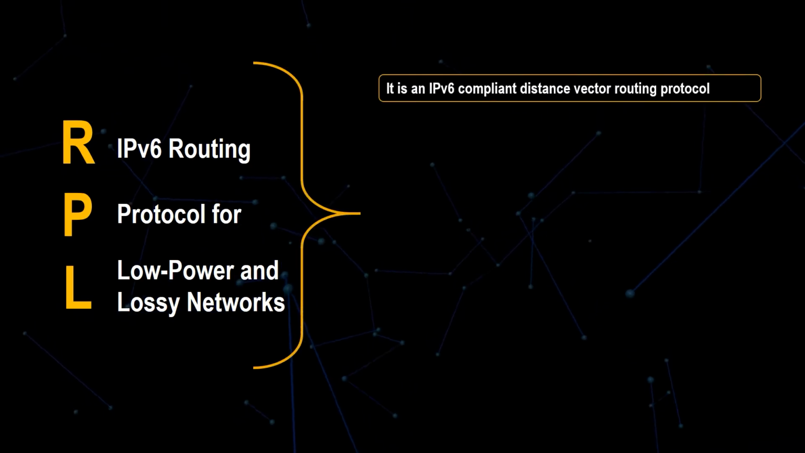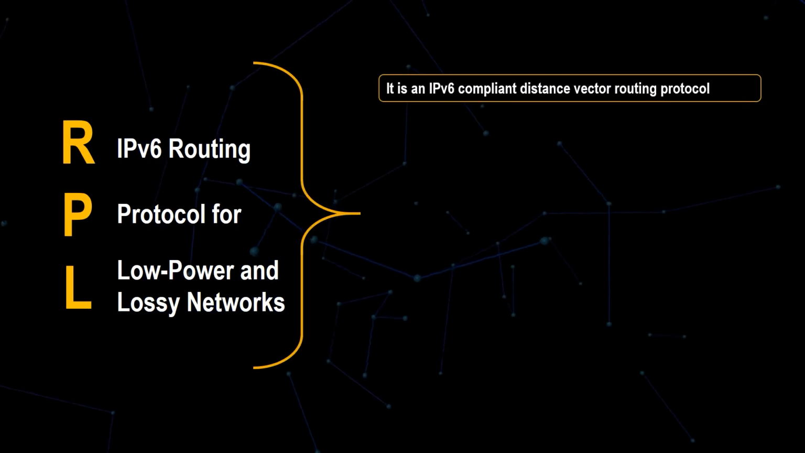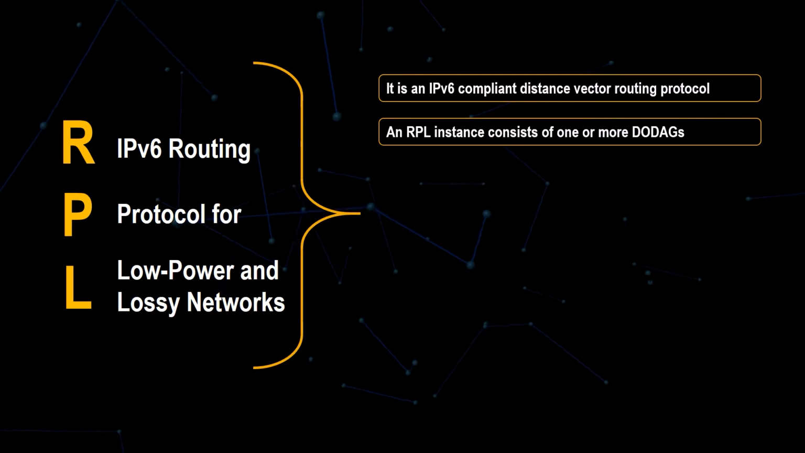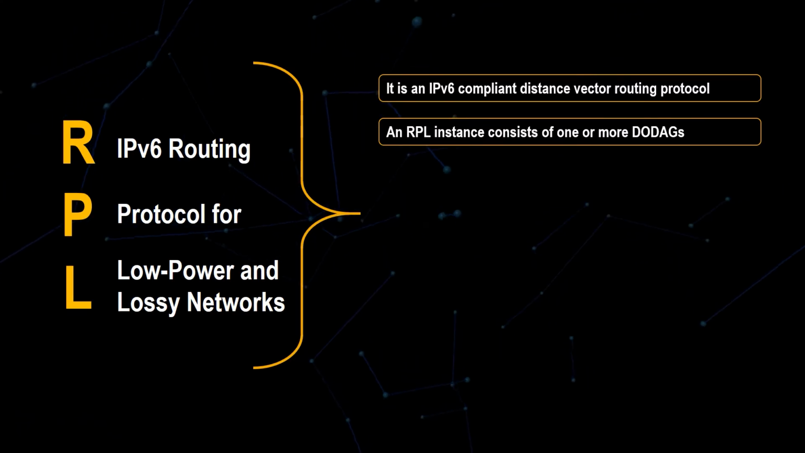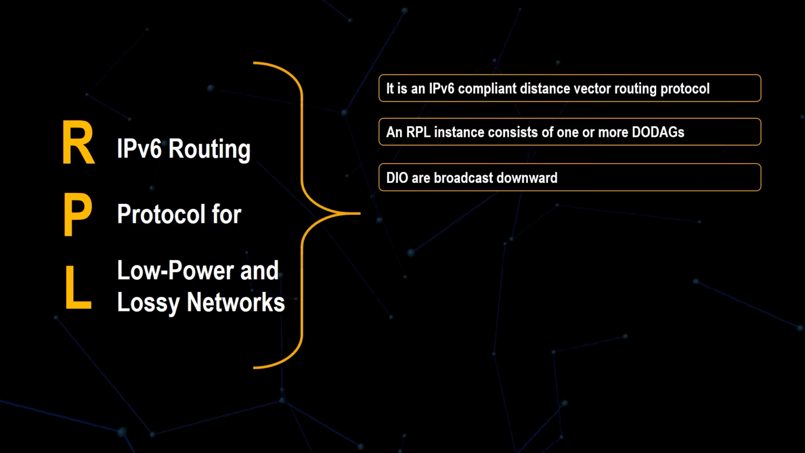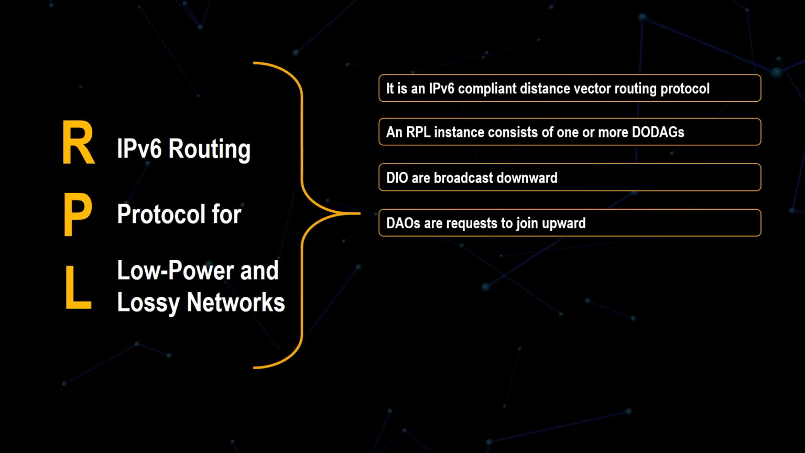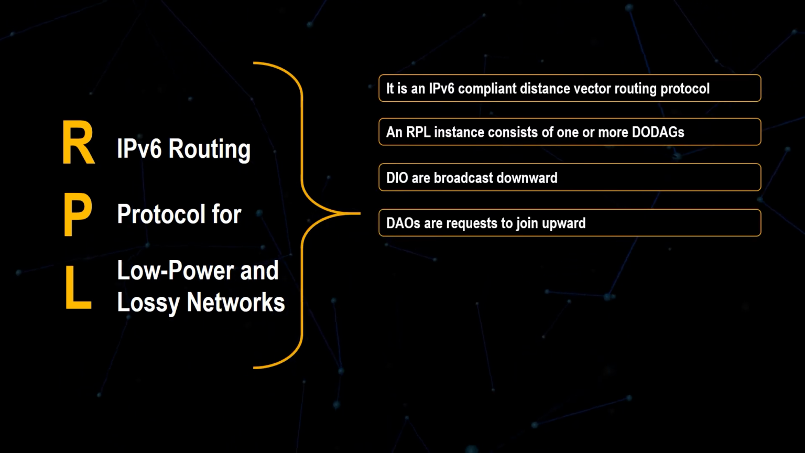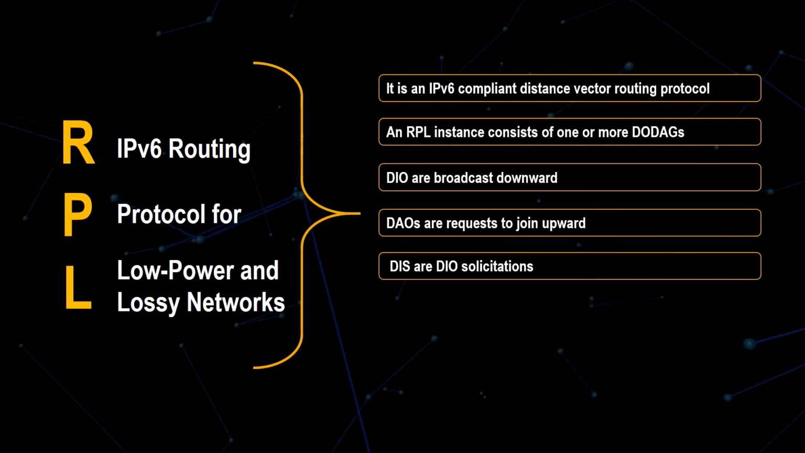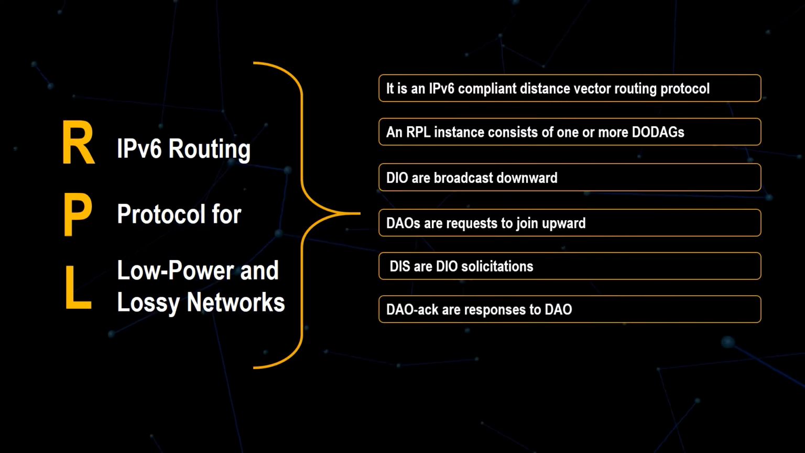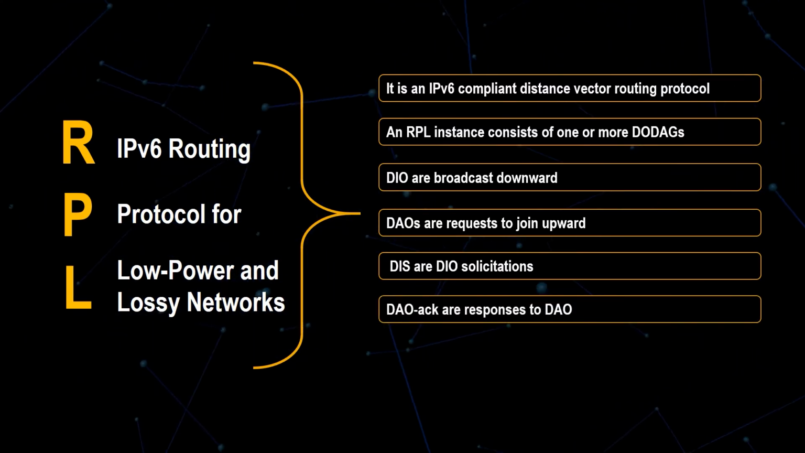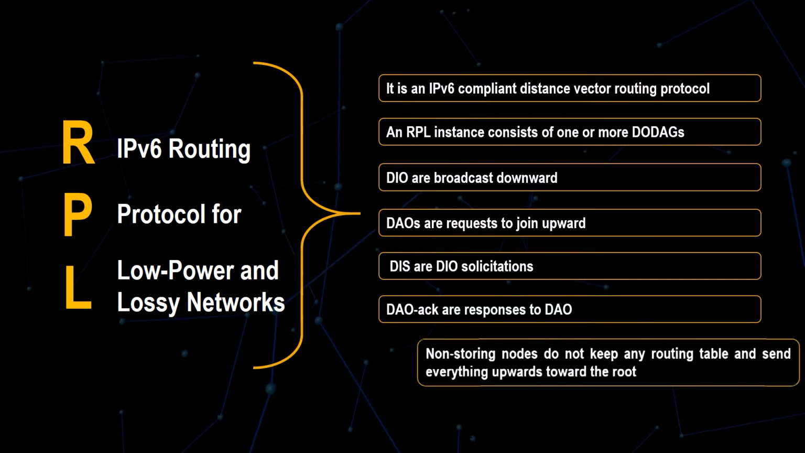So, to summarize RPL, it is an IPv6 compliant distance vector routing protocol, and an RPL instance consists of one or more DODAGs. DIOs are broadcast downwards, DAOs are requests to join upward, DIS are DIO solicitations, DAO ACKs are responses to DAO. Non-storing modes do not keep any routing table and send everything upward towards the root.